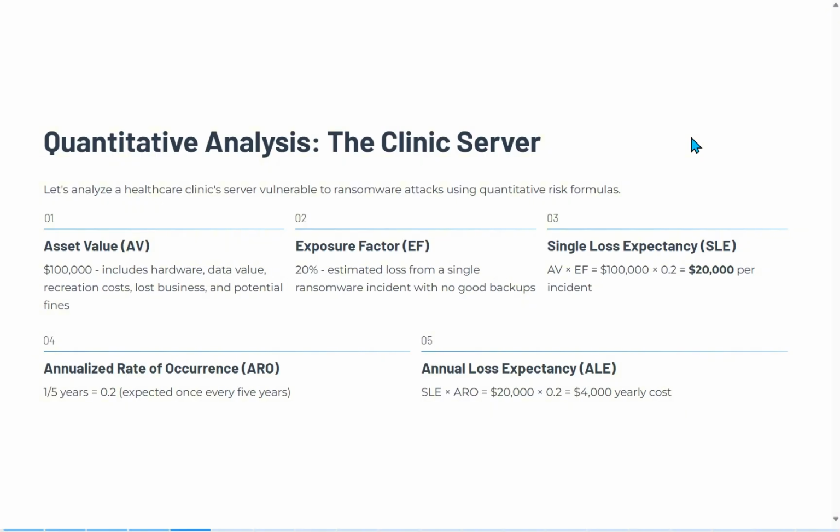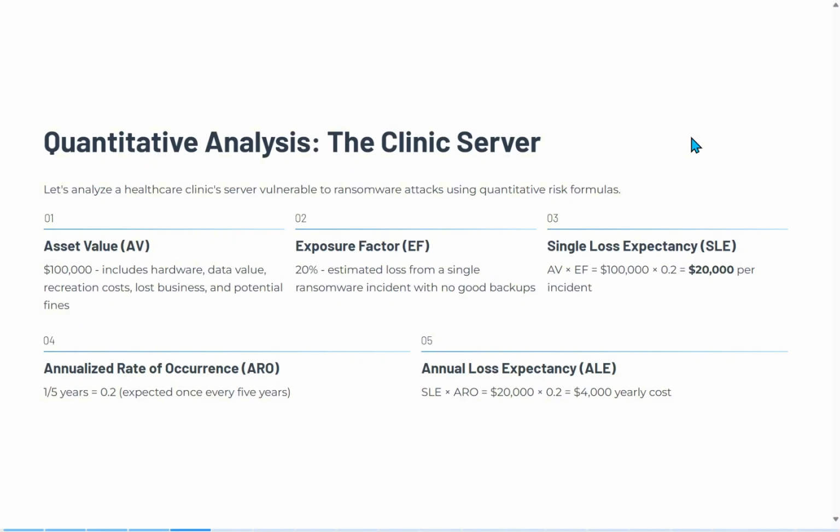So they have the asset value of 100,000 US dollars, which includes the hardware, like the computer, the server, the router, and the switches, and also the potential fine if the attack actually succeeds. So that is 100,000, the asset value. The rate of exposure, which is the exposure factor, is 20% from a single ransomware incident with no good backup.